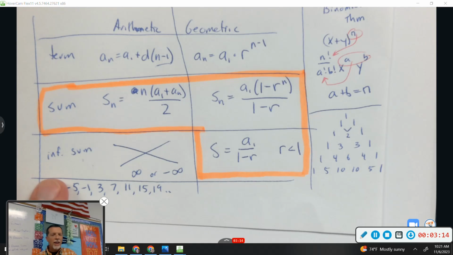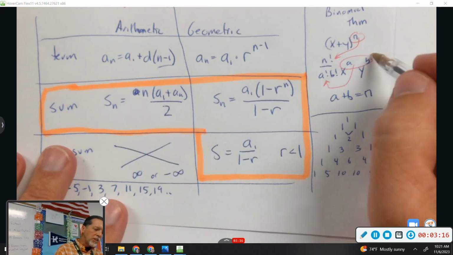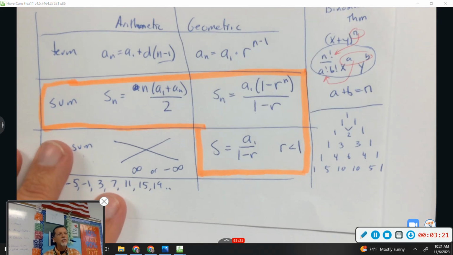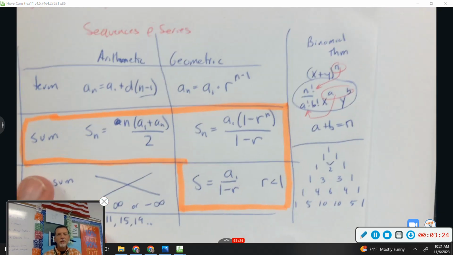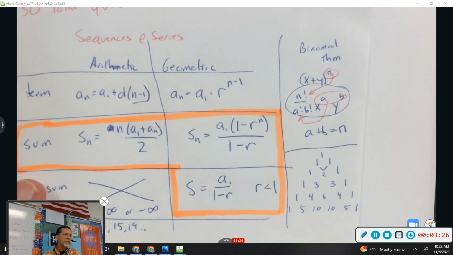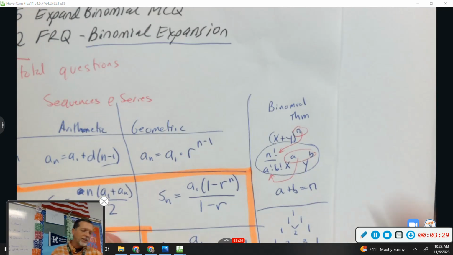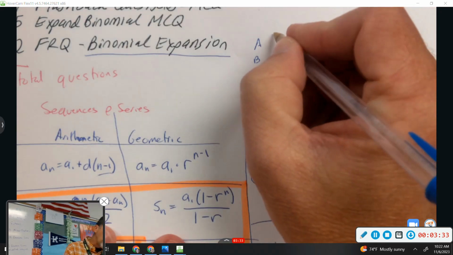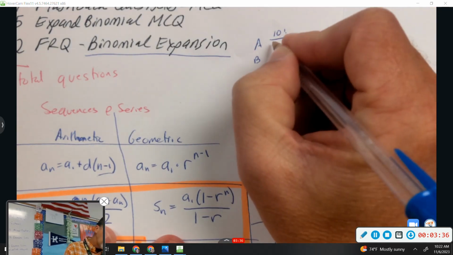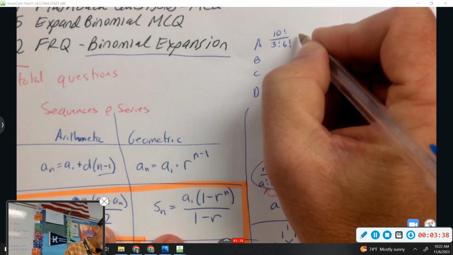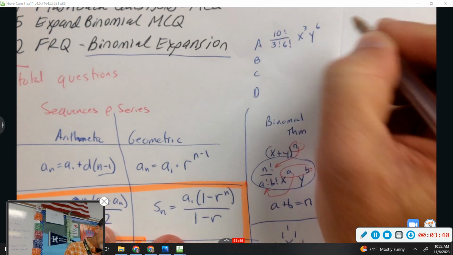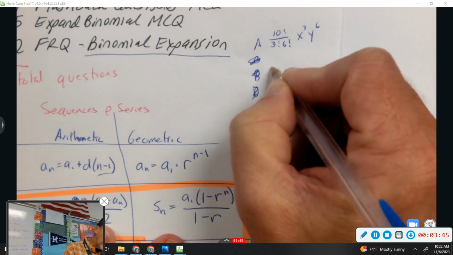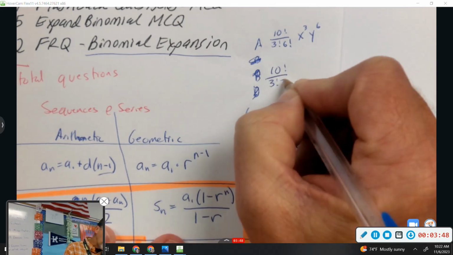We can also ask questions where the multiple choice answers look like this. That way it's not really a Pascal's triangle question. It's a do-you-understand-the-binomial-theorem question. In fact, I don't even have to ask a question. This could be your answer choice, and you'll know which one of these is right. I'm out of room already. 10 factorial over 3 factorial.